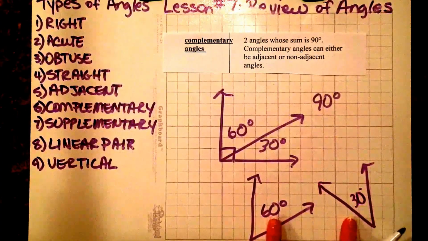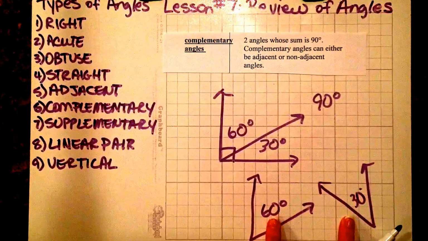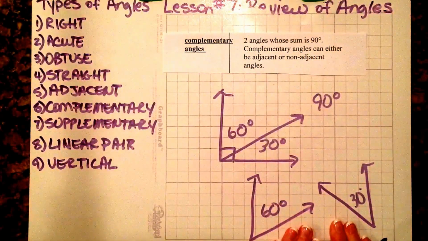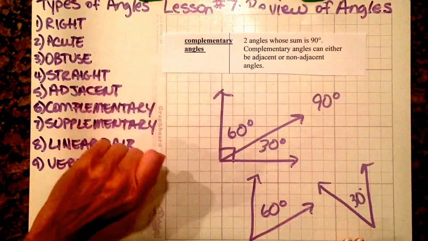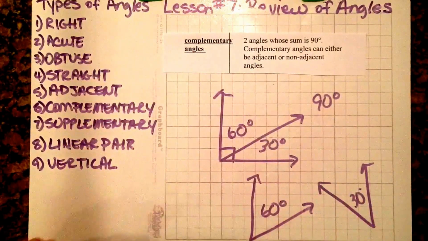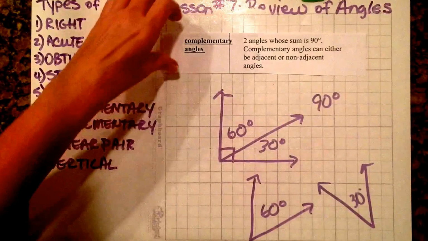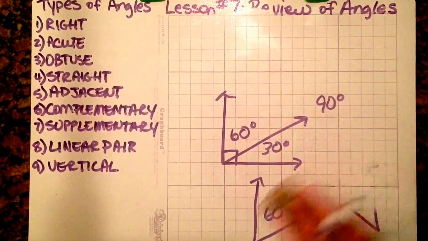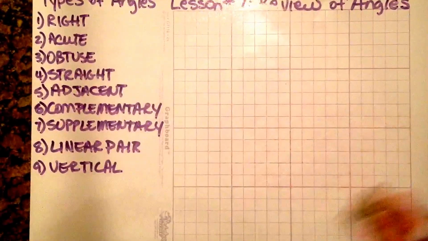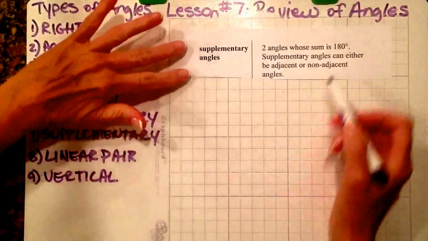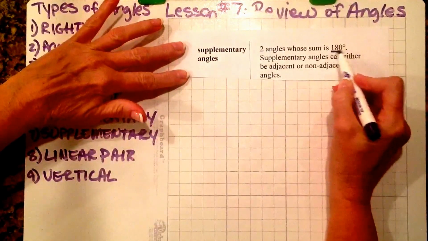Okay, these two angles are complementary. They're not adjacent, but if I add these up, I would get 90 degrees. So complementary angles can either be adjacent or non-adjacent, as long as they sum up to 90 degrees. Next one is supplementary. Same concept applies with supplementary as complementary, except their measures add up to 180.